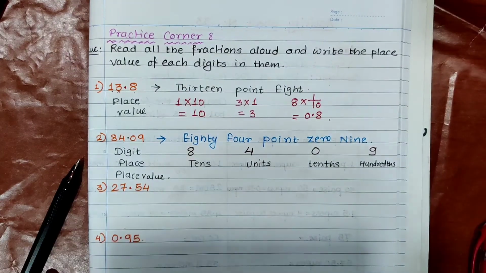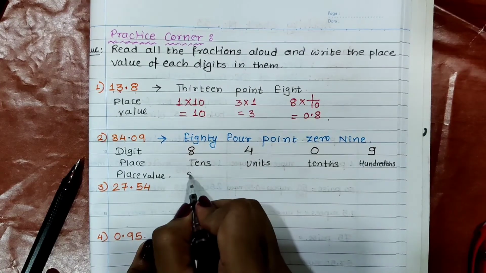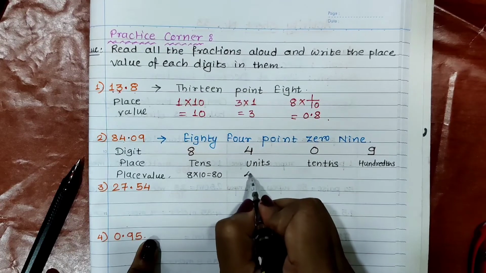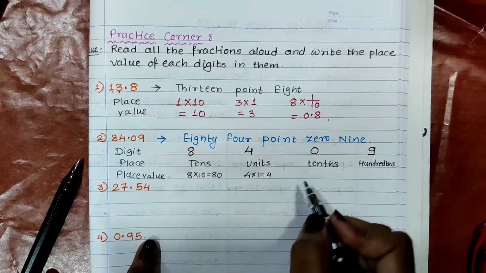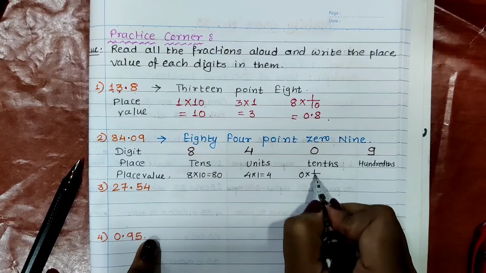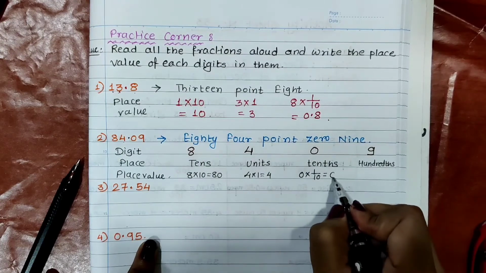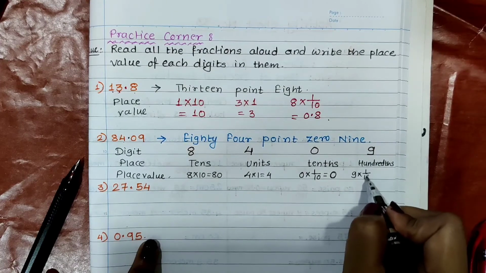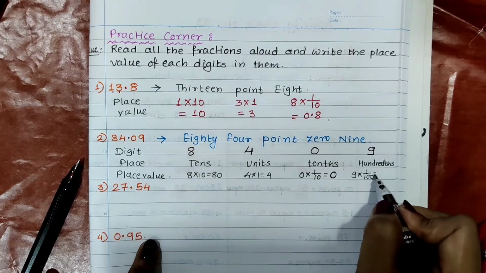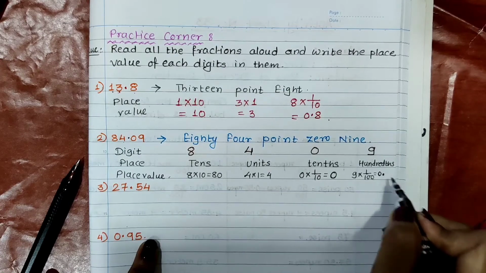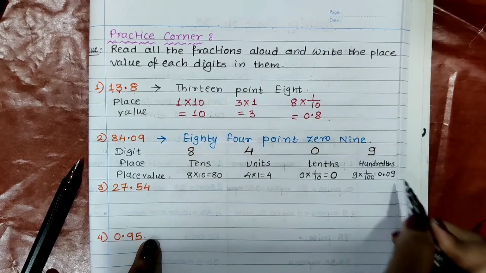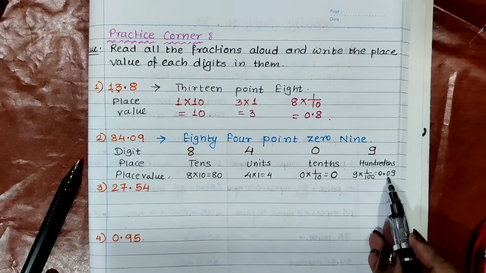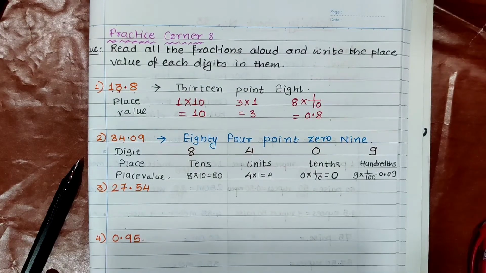Okay, write properly. Now 8 into 10, what will be the answer? 80. 4 into units, that means 4 into 1, answer is 4. 0 into 1 upon 10, 0 into any number, answer is 0. 9 into 1 upon 100, 2 zeros are there. That means after decimal point, 2 digits will be there. 0, 9. Only one 9 is there. So we have to write it as 0.09.